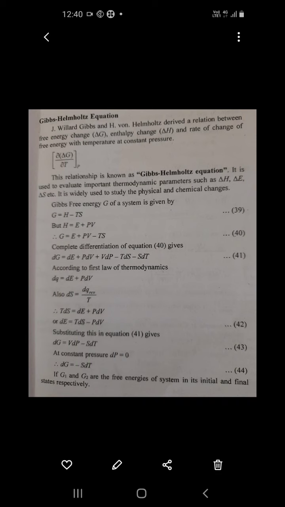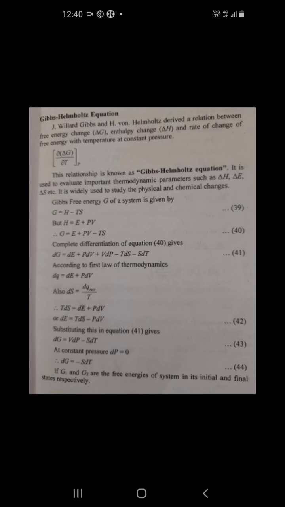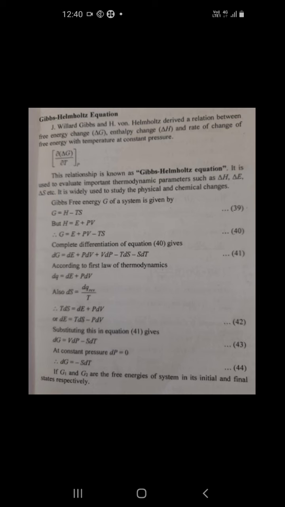Now what is the use of that equation? This equation is used to calculate some important thermodynamic parameters. Which thermodynamic parameters generally? One is delta H, that is enthalpy change. Second one is delta E, that is change in internal energy, and delta S, that is change in entropy of that particular system. So all these three important thermodynamic parameters can be related to one another, or we can calculate any one among the three parameters with the help of this equation. That equation is known as the Gibbs-Helmholtz equation. Now we will see how that equation is derived.